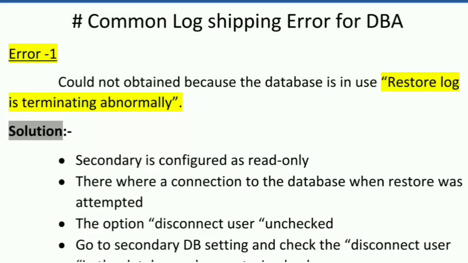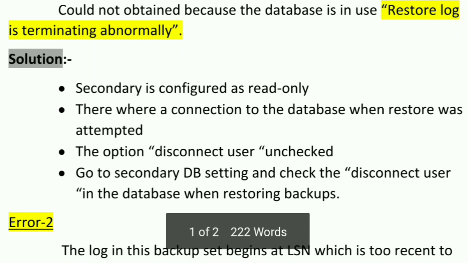Today I am going to discuss three types of common errors which we normally face in log shipping. Error 1: we get the error "the restored log is terminating abnormally". You will get this type of error only when the secondary is configured as read only.